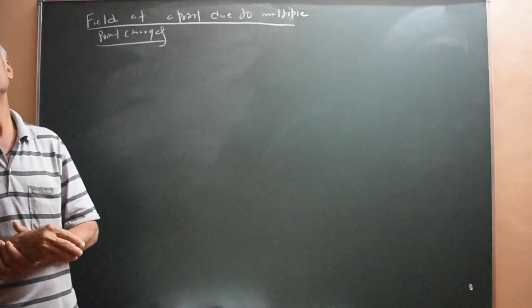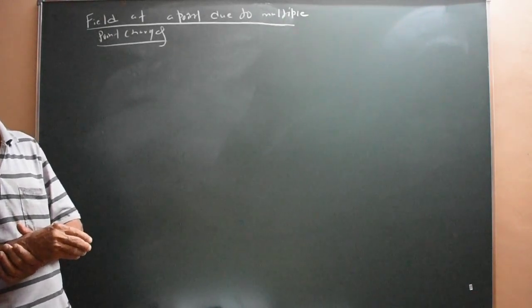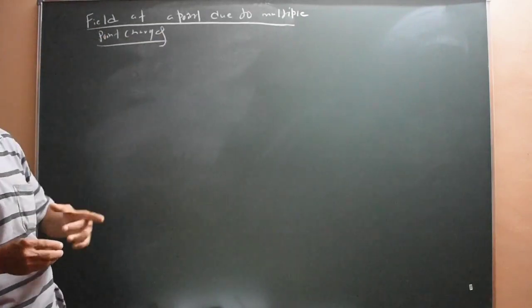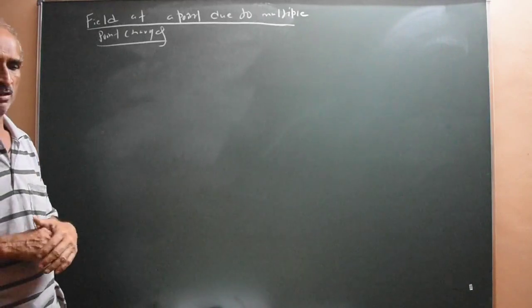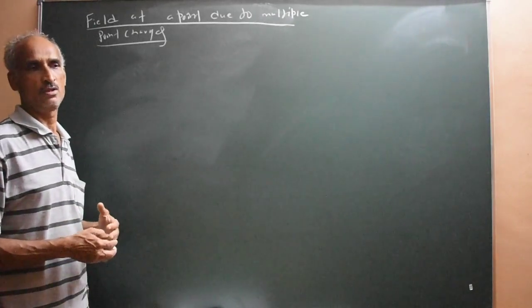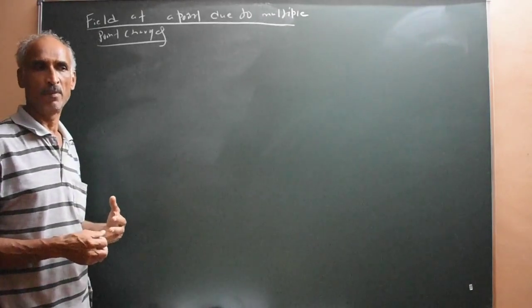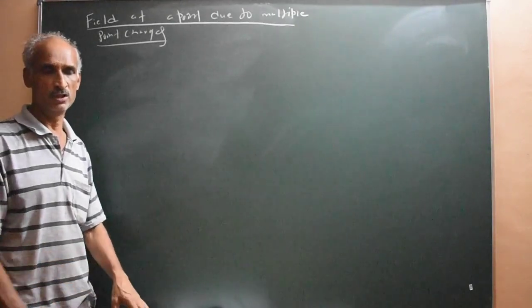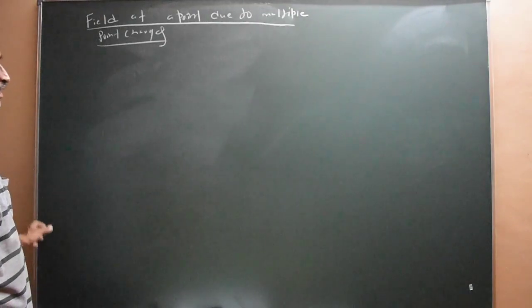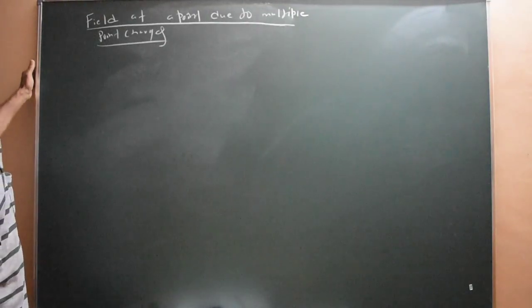And what is the expression for that? The resultant field produced by multiple charges means more than one charge is there, and all the charges combined produce one single field at that point. That is the resultant field. What is the expression for the resultant field? We are going to get an expression for it.